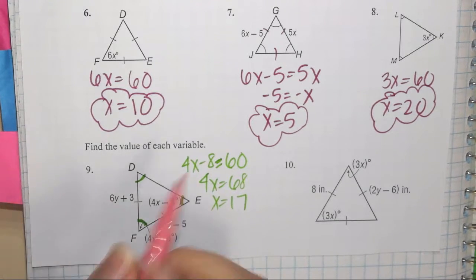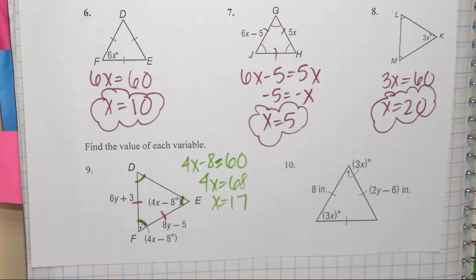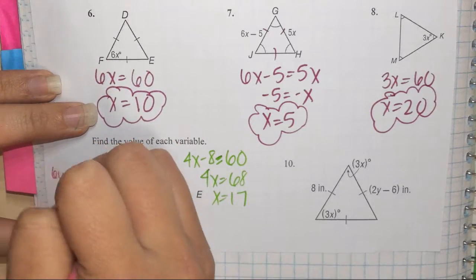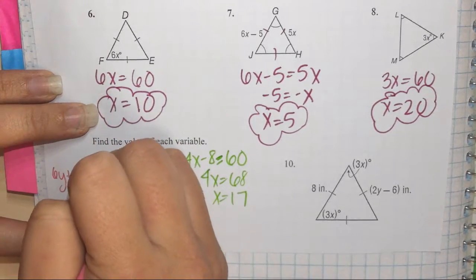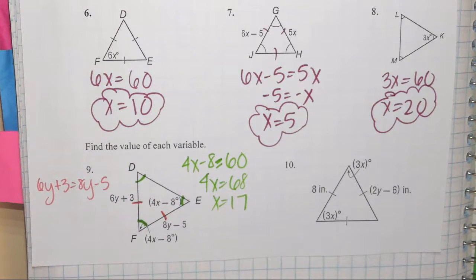All right, so these tick marks mean what about 6y plus 3 and 8y minus 5? Congruent. So what are we going to do with them? All right, find y without me. 6y plus 3 equals 8y minus 5. We're almost done, and then we can do our homework so you don't have to take it home.